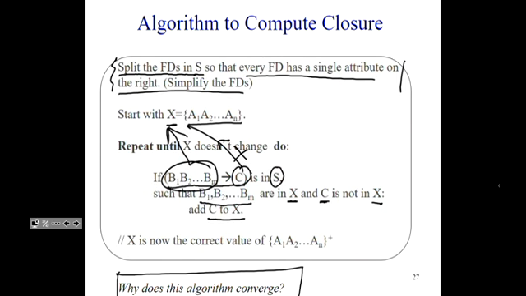So one way to think about this algorithm is at every step you're finding a functional dependency such that its left hand side is in the set of things that you've found so far, but the right hand side is not, and then you add it and then you keep going, right? So in each iteration you are increasing the set of attributes in X by 1. Since you're increasing the set of attributes in X by 1, there's a bound to how many attributes X can contain, right? How many attributes can X contain?